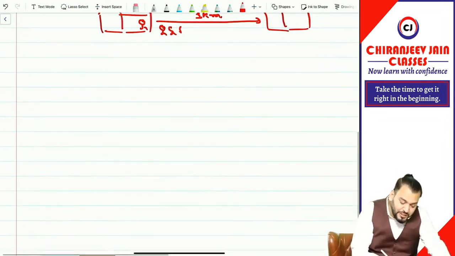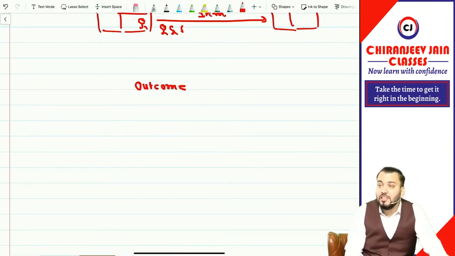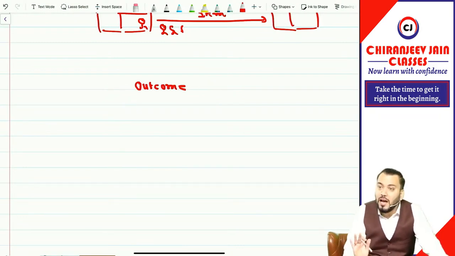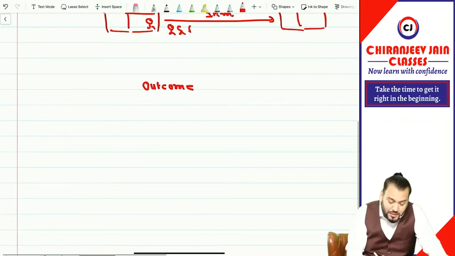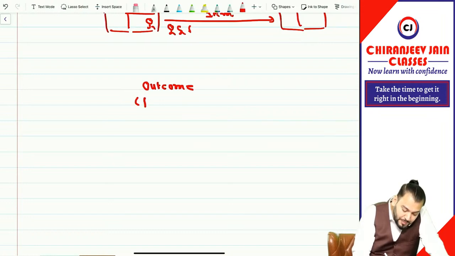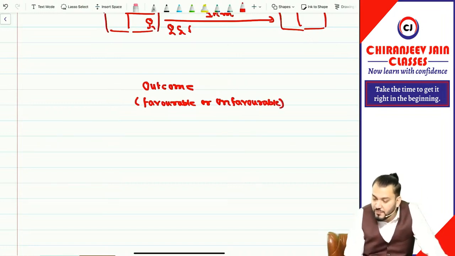One thing we have understood, that we are discussing about outcome. Whenever there are contingencies, we think about outcome, which may be favorable or unfavorable. Bolo yes or no? Correct.